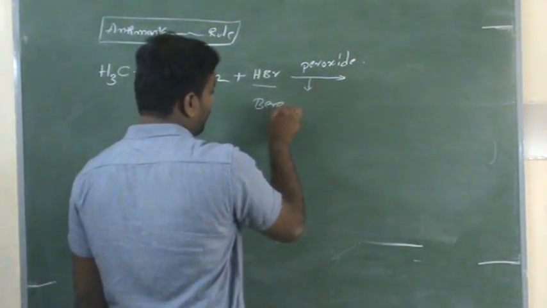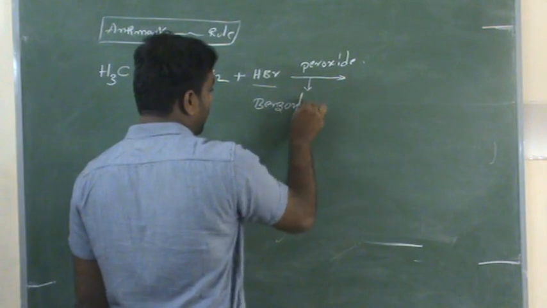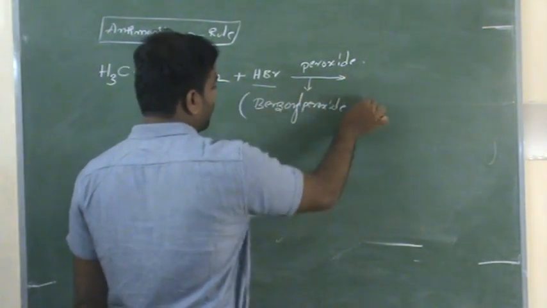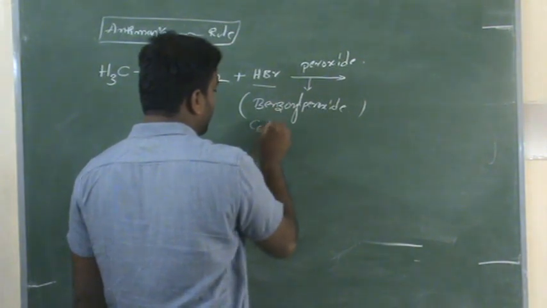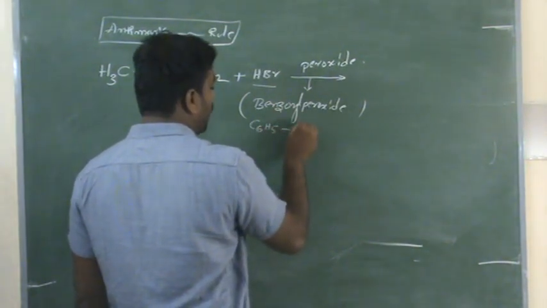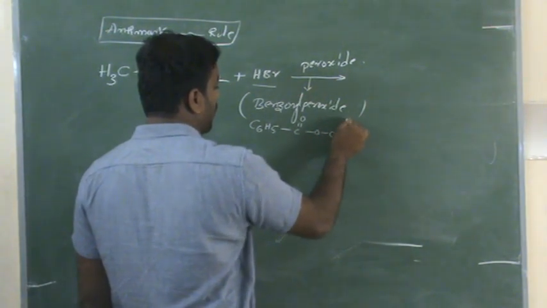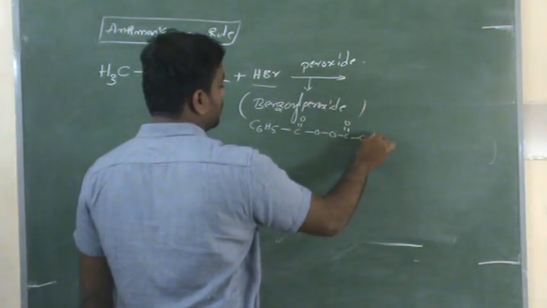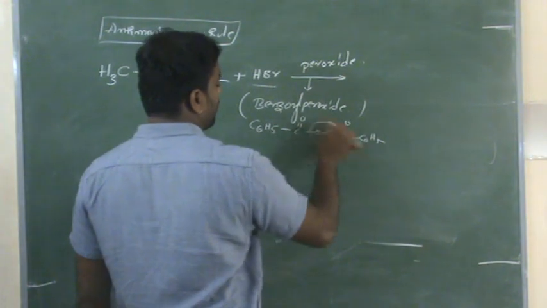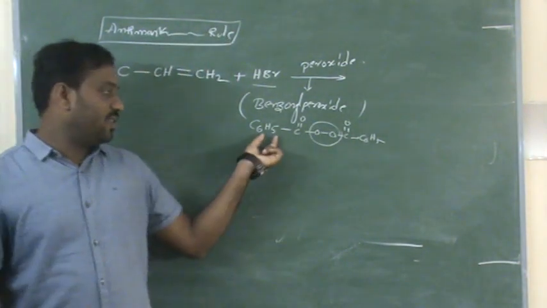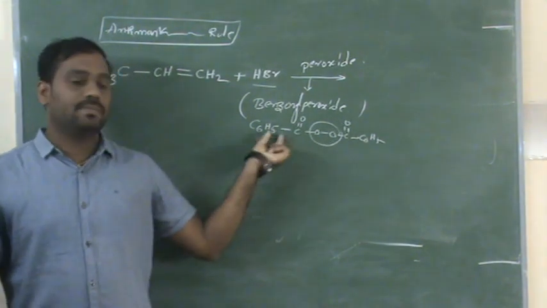What type of peroxides we have to take is benzoyl peroxide. Can you tell me the formula of benzoyl peroxide? The benzoyl peroxide formula is C6H5-C(=O)-O-O-C(=O)-C6H5. Wherever you see such type of linkages, that is called a peroxide. That's why we are calling this benzoyl peroxide.